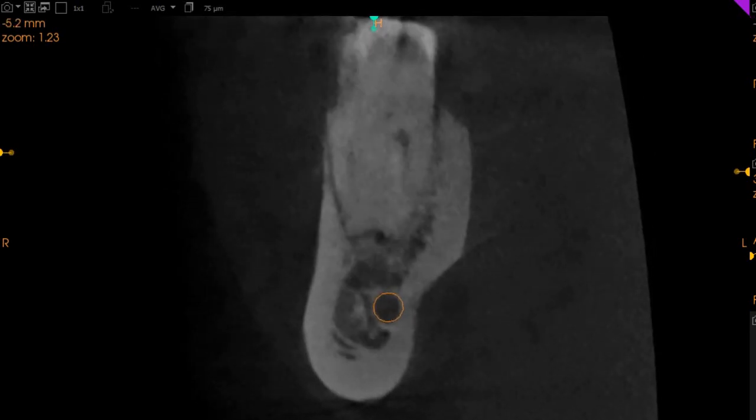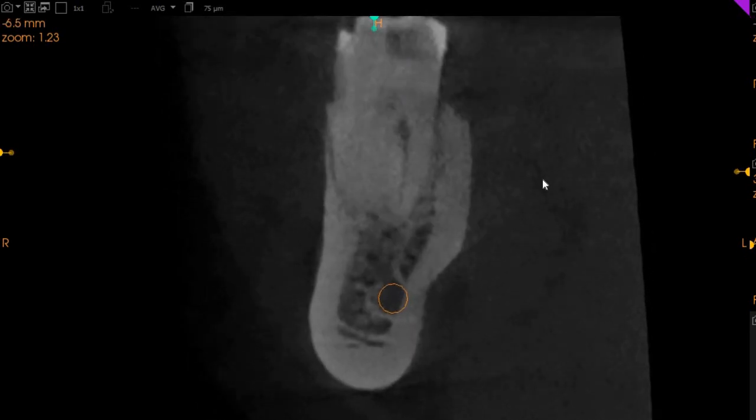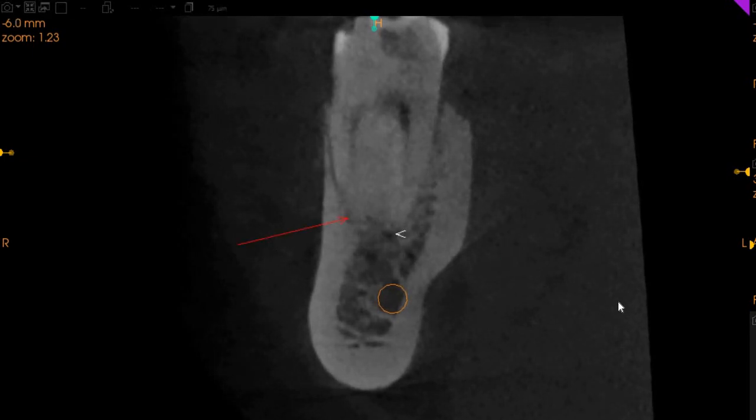Moving to the mesial, this is the mesial root. The mesial root has two canals, the mesiobuccal and the mesiolingual, two very distinct canals. This has a separate apex and this has a separate apex.